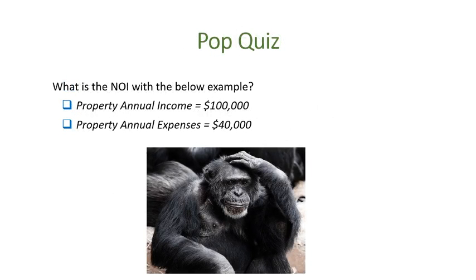So here's a quick pop quiz if you guys want to do this. What is the NOI with the below example? Again, remember, annual income minus annual expenses. The annual income in this example is $100,000, and the property's annual expenses are $40,000. It's actually really good, less than 50%. So what would the NOI be? I'll give you guys a few seconds if you want to comment below or in this video.